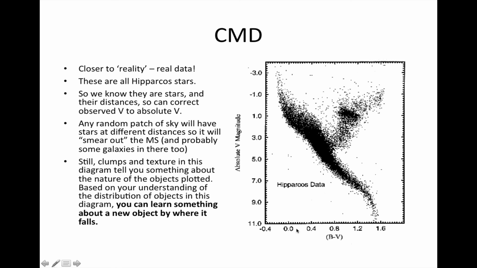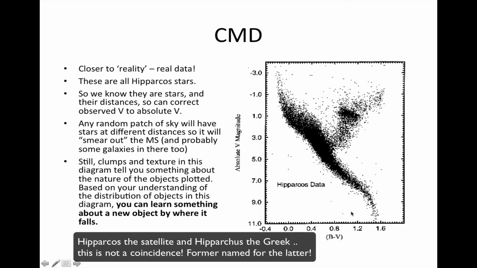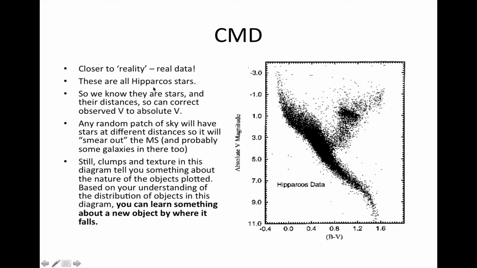This is closer to real data, closer to reality. These are all Hipparcos stars, and so we know that they're all stars, and we know what their distances are because they come from the satellite called Hipparcos that measured parallax, and so they can get the true distance to these objects. So we can correct their observed magnitude to the absolute V magnitude. Remember 5 log D minus 5 from before? So what we have here then is a variety of B minus V colors and absolute V magnitude, in other words, brightnesses. And there's the main sequence.